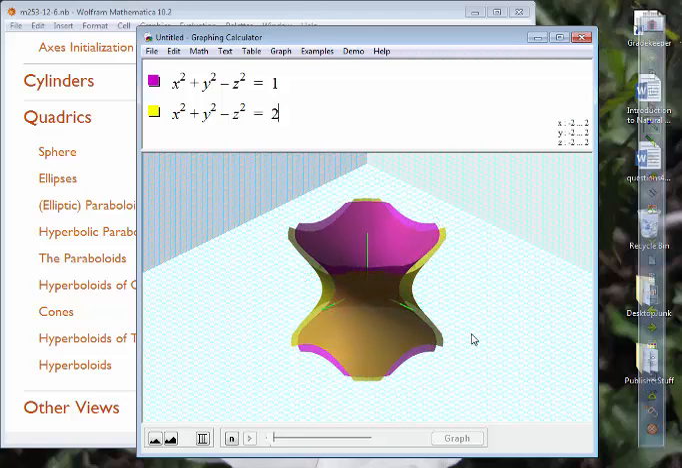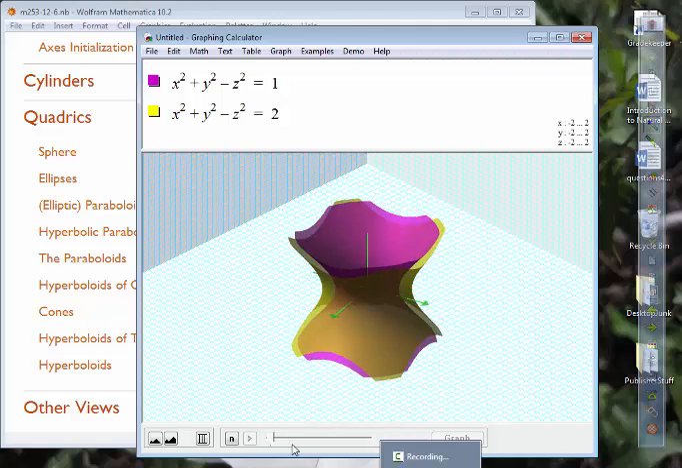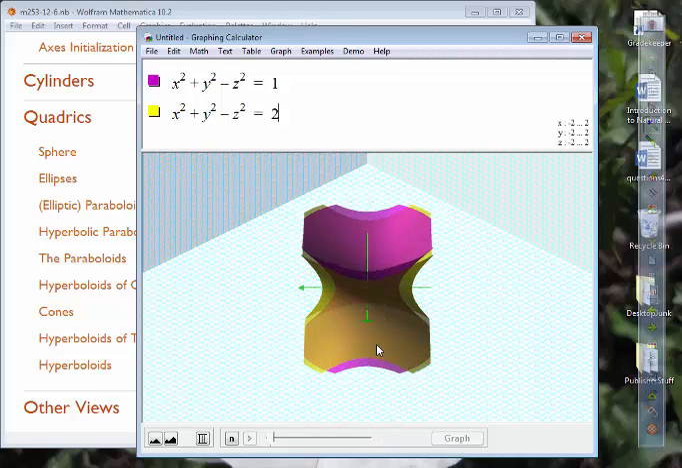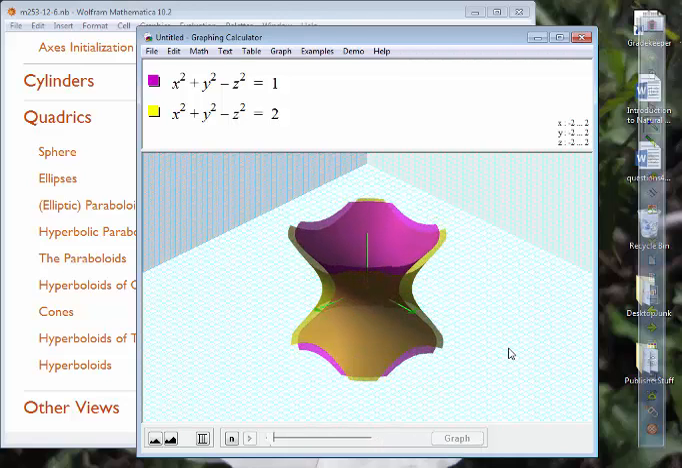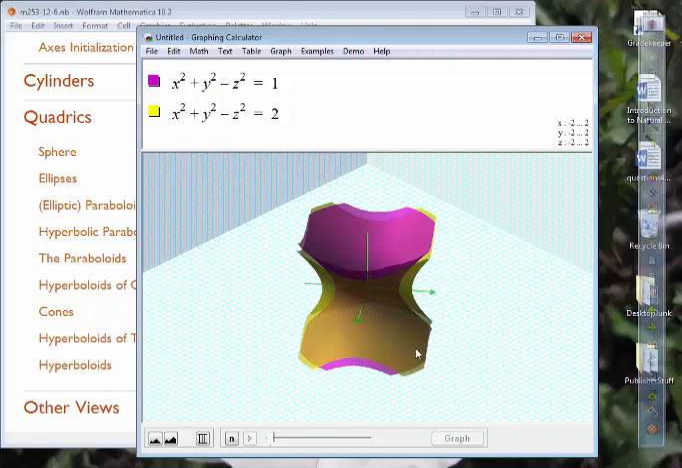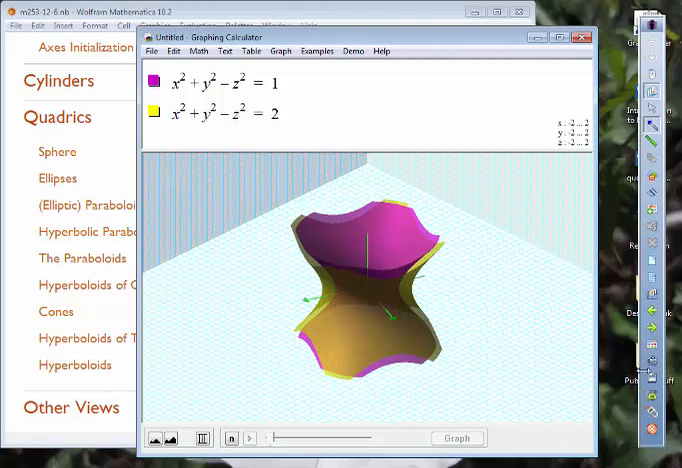Looks like it's going to be a little bit wider than the other one. Okay? All right. Now, oops. Just want to take a picture.